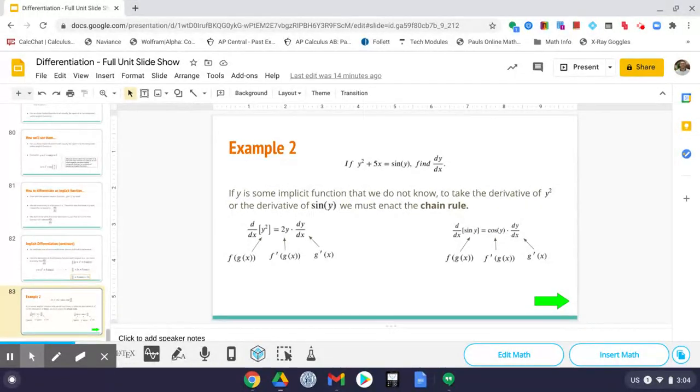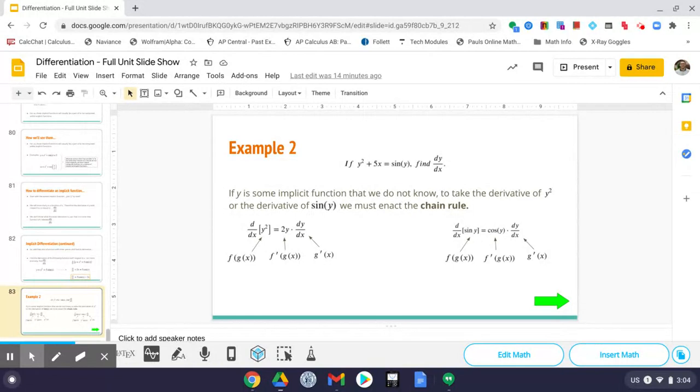So hopefully you're looking at that equation and you're saying, okay, well that is definitely different, right? y squared plus 5x equals sine y. There's a couple of different pieces there because now I have a y on both sides of the equation. I can't solve for just y itself and take the derivative like normal. And so this is where implicit differentiation is really going to come in handy.